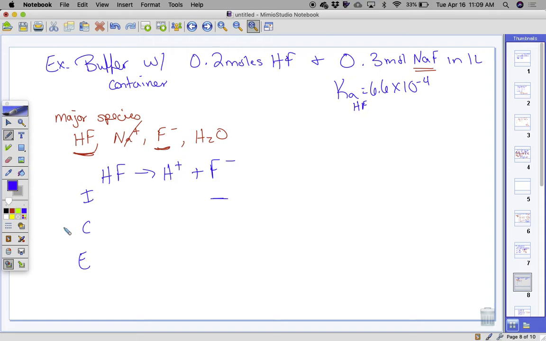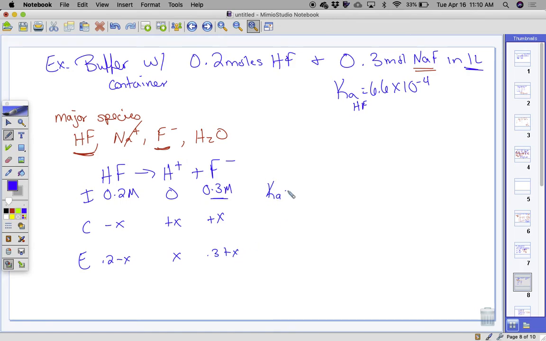All right. Now to fill in our ice table, what's going to go under HF? 0.2, because we're in a 1 liter container. If I was in a 2 liter container, what would I put right there? 0.1. Okay, so we're in 0.2 molar. No H plus, but we do have some F minus. How much F minus do we have? 0.3. Which way is it going to shift? Still shifting right. There's a 0 on the right. It's still going to shift right. So it's minus X, plus X, plus X. So 0.2 minus X, X, 0.3 plus X.